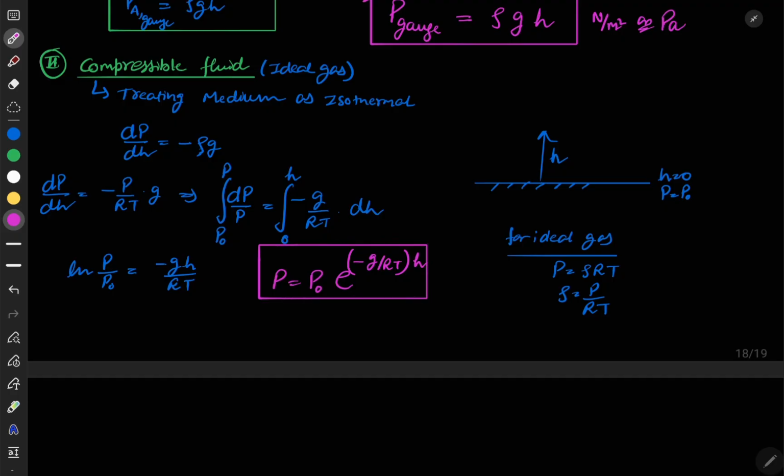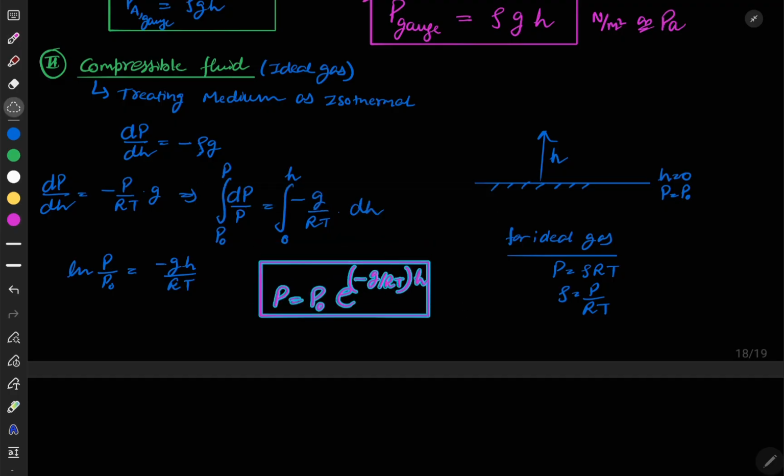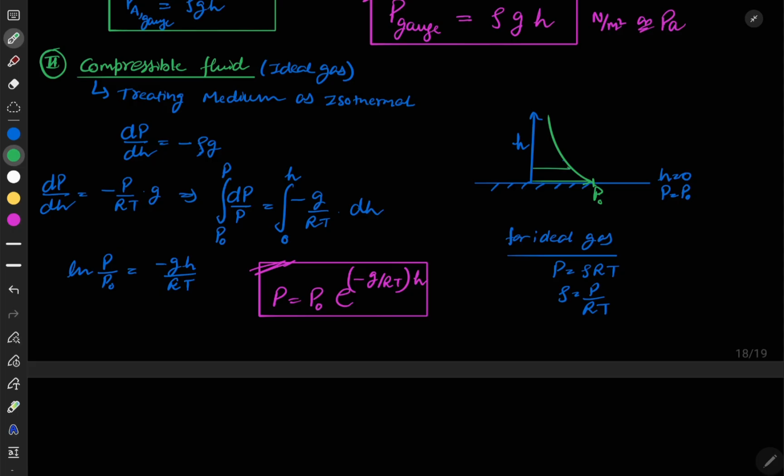From here we can say that the variation of pressure in the case of atmospheric pressure, or compressible fluid, is exponential. If I want to draw the variation, let's say this is our height H, and the variation should be something like this. This pressure should be P naught, and as we move upward the pressure is decreasing, because the exponential function is negative. This equation is applicable for isothermal and compressible fluid.